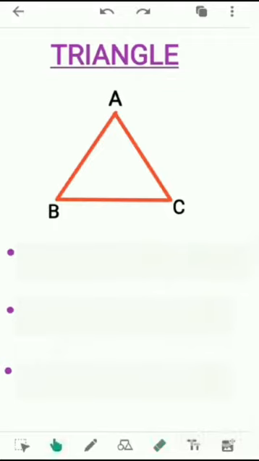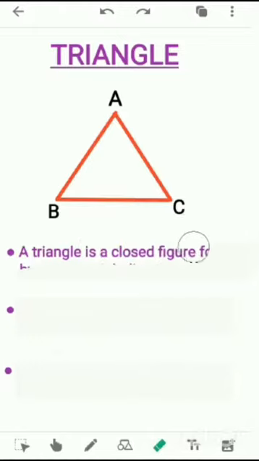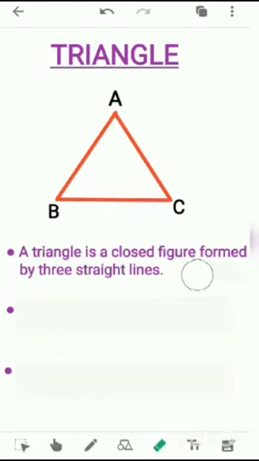Here you can see a triangle ABC. What is a triangle? A triangle is a closed figure formed by joining three straight lines. Then what about the number of sides? How many sides does a triangle have? 1, 2 and 3. 3 sides.